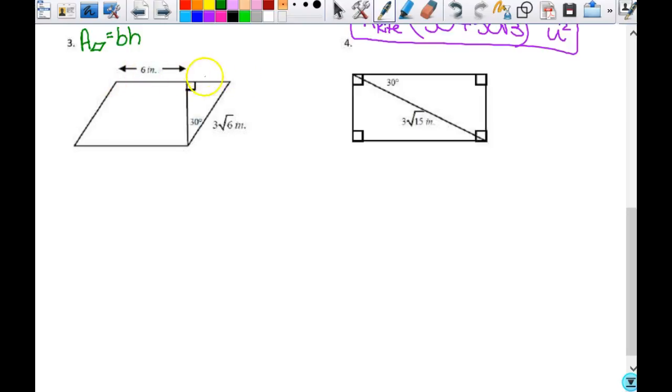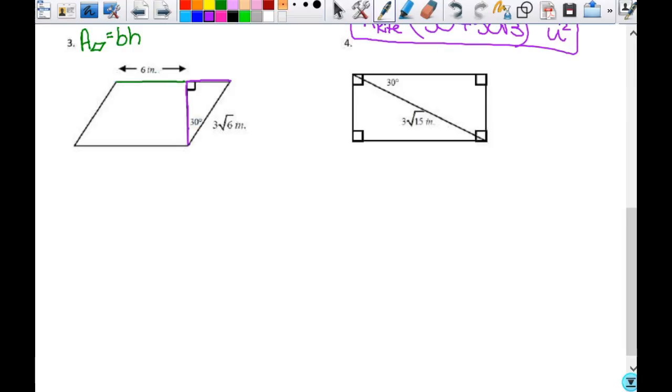If it was the whole base, the arrow would be out here. So they just have this. Just that is the 6. Okay? So that means I have to figure out this piece right here so that I can get the whole base. And I also have to figure out this piece right here so I can get the height. Right? Okay, so this is a 30, 60, 90 triangle.